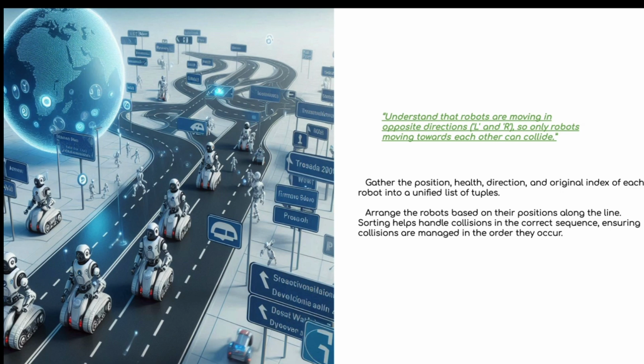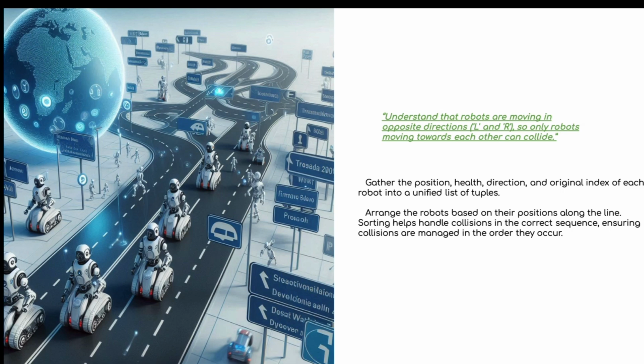Understand that only robots moving towards each other can collide, right? If both are moving left, there is no possibility of collision. If both are moving right, there is no possibility of collision. One has to come from left to right and the other from right to left, and then there is a possibility of collision.